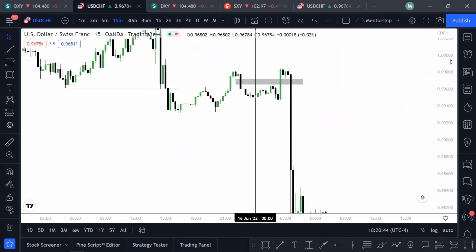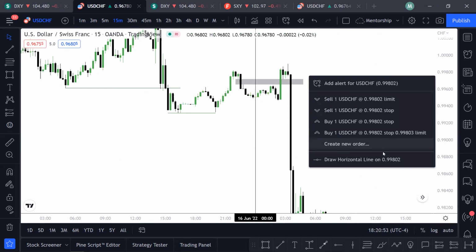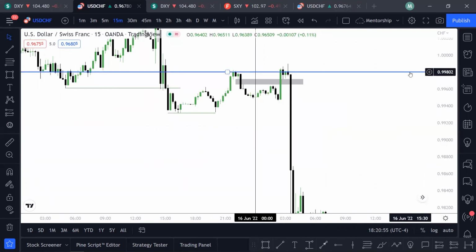How many pips? Well, we also have the 80 level for your perfect entries right there.